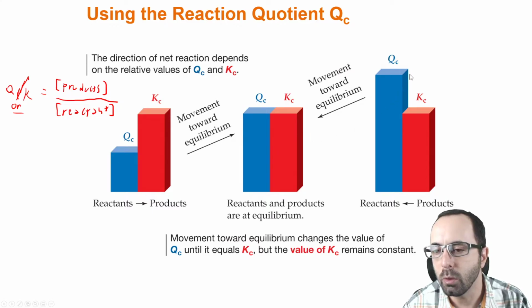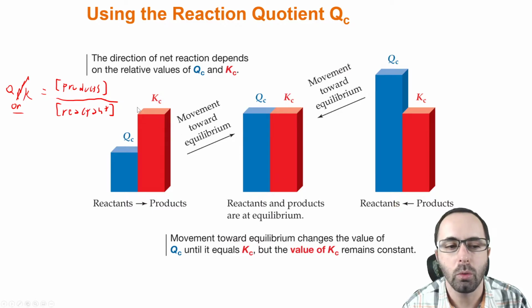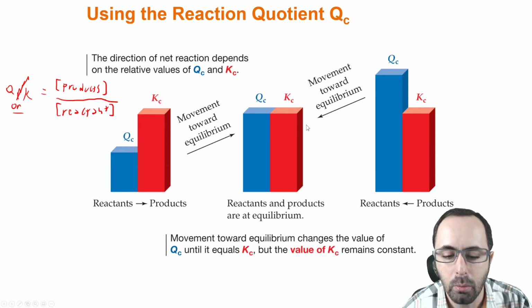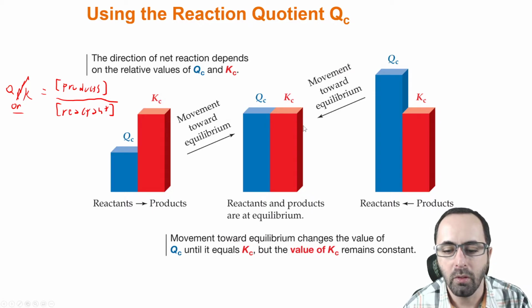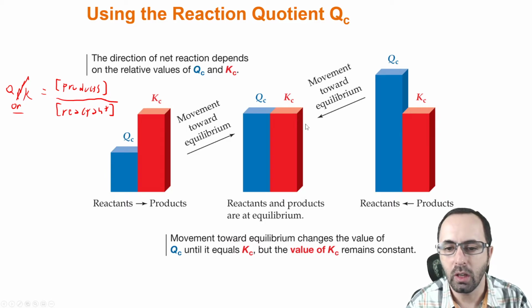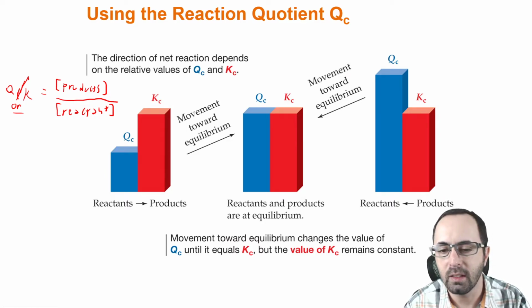Or if we have a situation where we have tons of products to start, well, then there's too many products compared to K. The top of the fraction is too big, and so the reaction will move backwards, which will reduce the number of products and increase the number of reactants. And then Q will drop and drop until it equals K, and then the reaction will be at equilibrium. Remember, the value of K remains constant at a particular temperature, but Q will change until the reaction is at equilibrium.